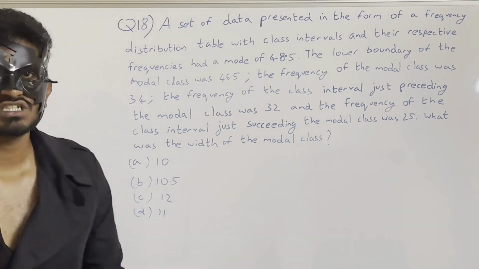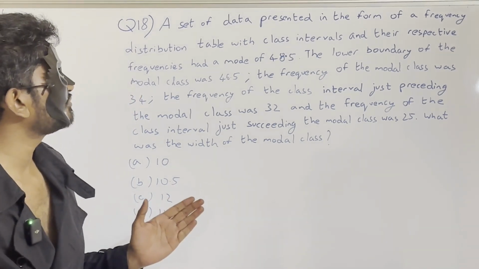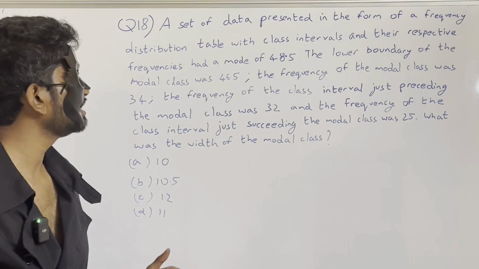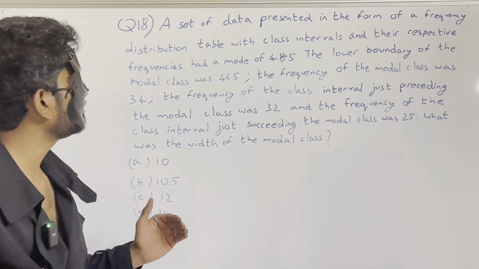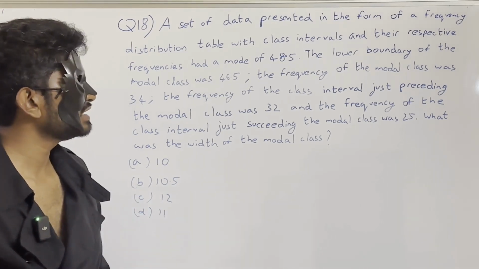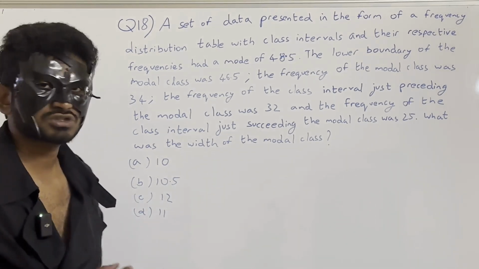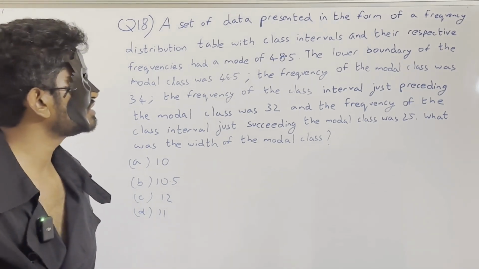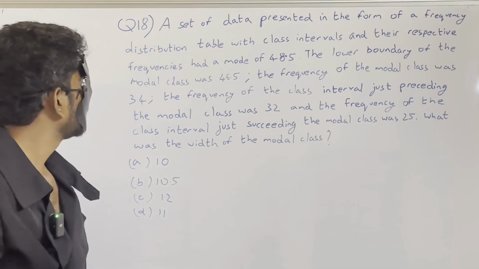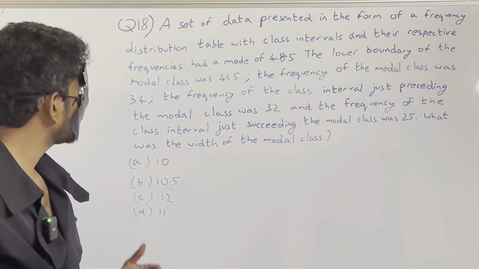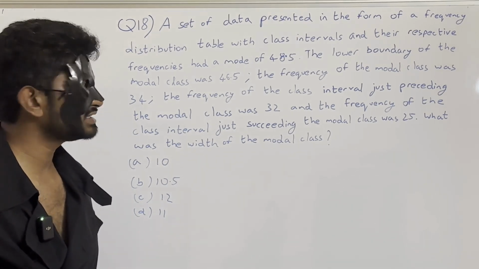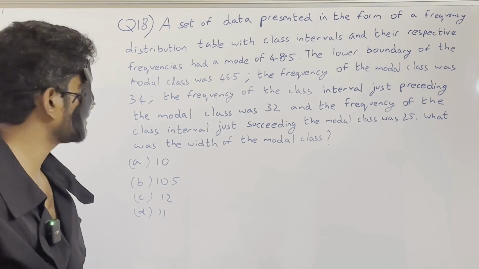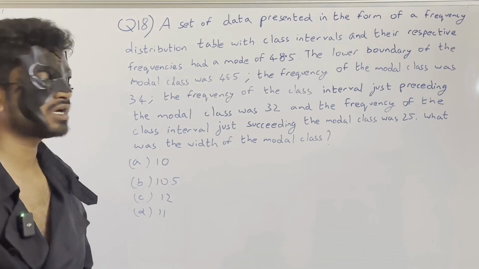So superhumans, next question. A set of data presented in the form of a frequency distribution table with class intervals and their respective frequencies had a mode of 48.5. The lower boundary of the modal class was 46.5. The frequency of the modal class was 34. The frequency of the class interval just preceding the modal class was 32. And the frequency of the class interval just succeeding the modal class was 25. What was the width of the modal class?